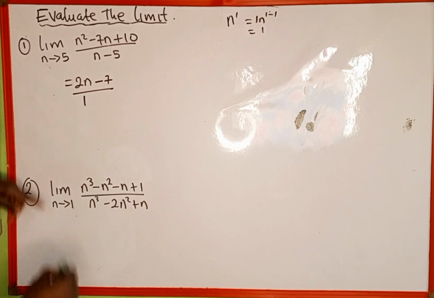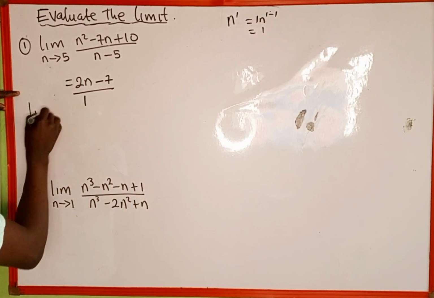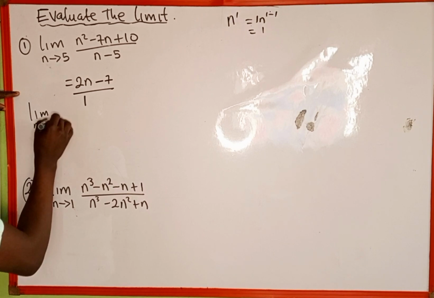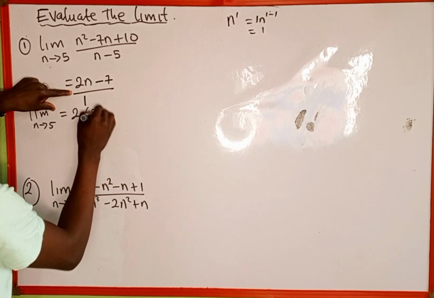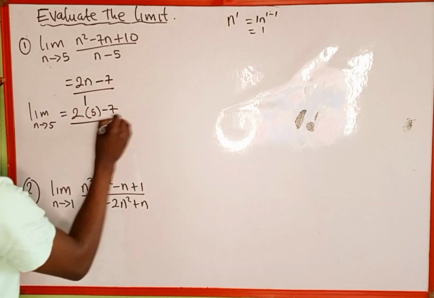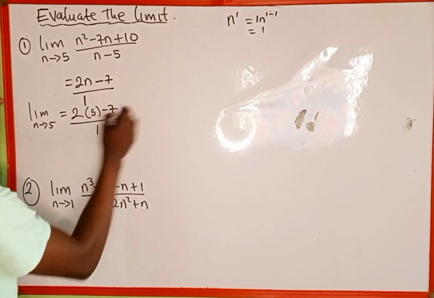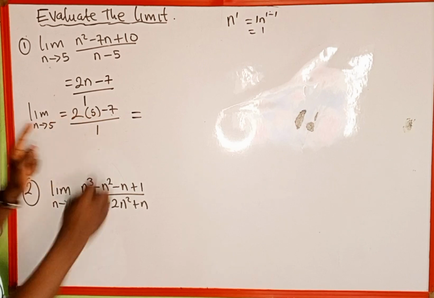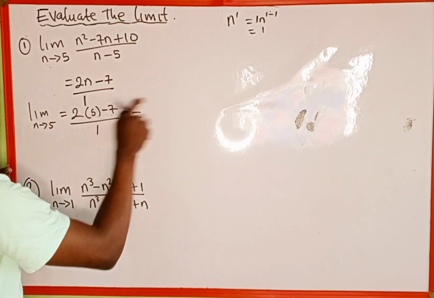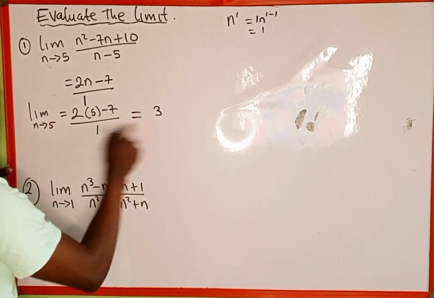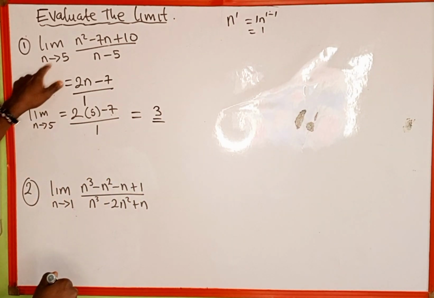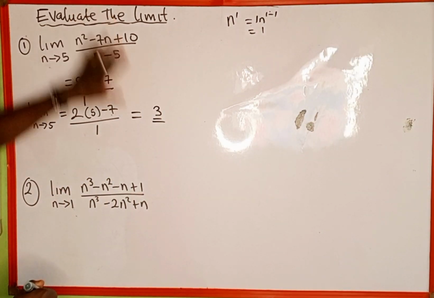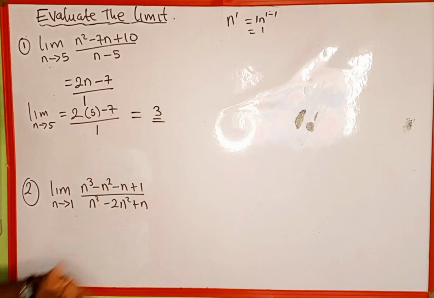Now we're going to do direct substitution. So the limit as n approaches 5 now will be equal to what? 2, in place of n here we replace 5, then minus 7, then divided by 1. So this is going to be equal to what? 2 multiplied by 5 is going to give us 10. 10 minus 7 is going to be 3. And 3 divided by 1 is the same as 3. So therefore, the limit as n approaches 5 of this function goes to 3 using L'Hopital rule.